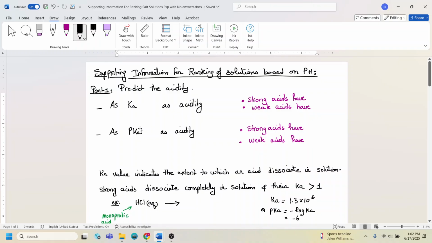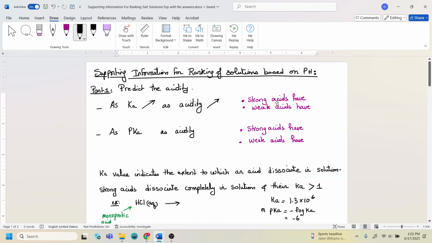we do have to predict the acidity of several solutions. So what we know here is that as the Ka value of the solution increases, the acidity increases. So what is a Ka? Ka simply indicates the extent to which an acid dissociates in the solution. Or the value of the Ka simply is a direct representation of the acidity of the acid. And as the Ka value increases, the acidity is going to increase.